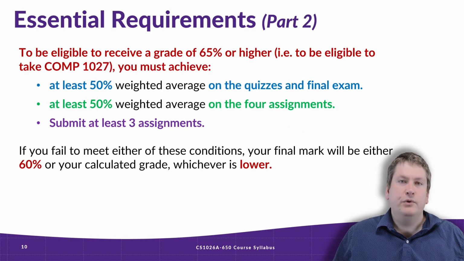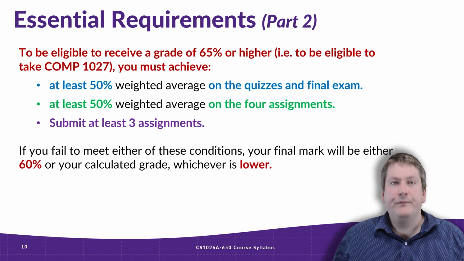The second important rule deals with achieving a grade of 65% or higher. This is important for those of you in the computer science program, as you need at least a 65% grade in this course to move on to the next course in the computer science program, which is CS1027. To obtain a 65% grade or higher, you must satisfy all of the following requirements.